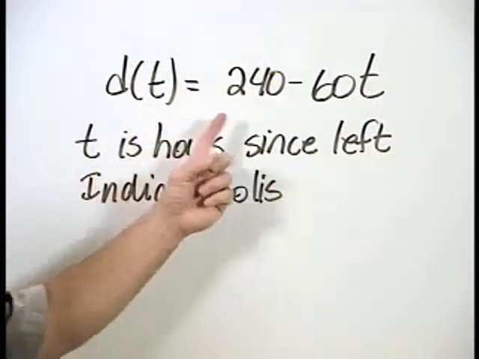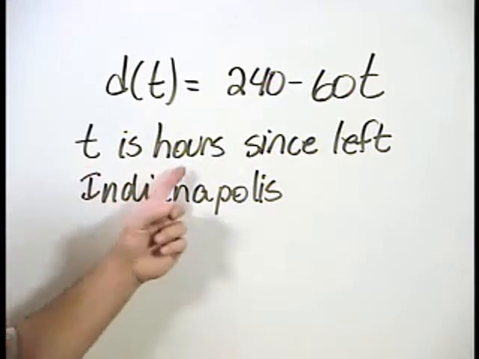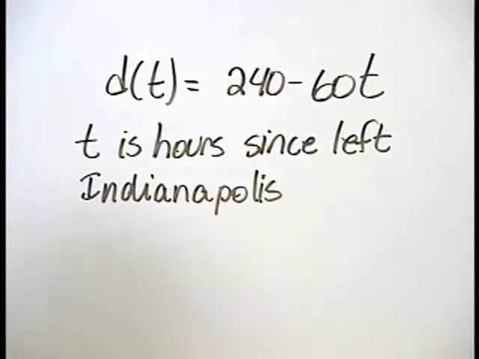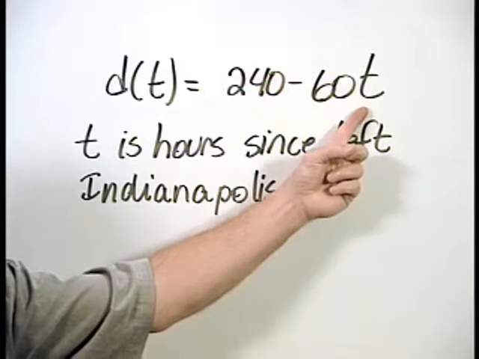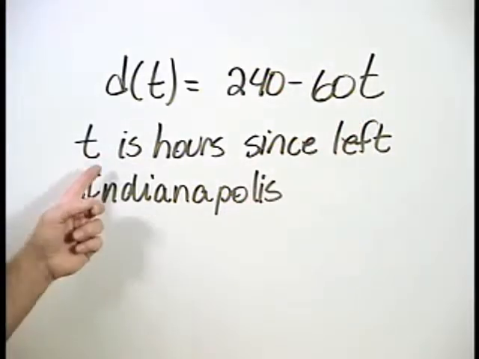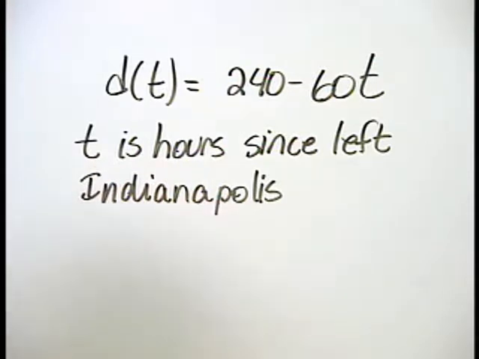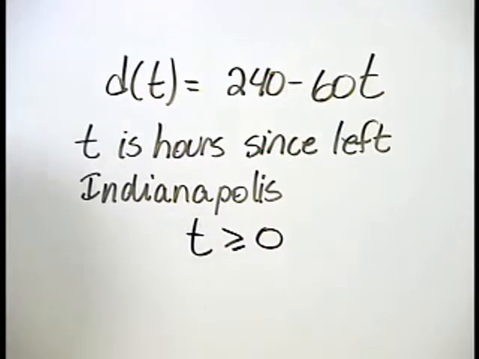So our function d of t is equal to 240 minus 60t, where t is the hours since he left Indianapolis. Well, remember that when we want to find the domain, we want to know what values of t are allowed to be input to the function. Well, since t represents a time, we know that for sure t must be greater than or equal to 0 to start.